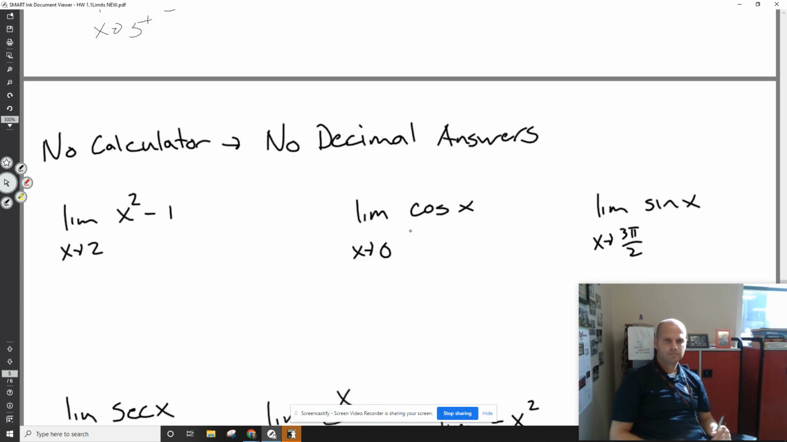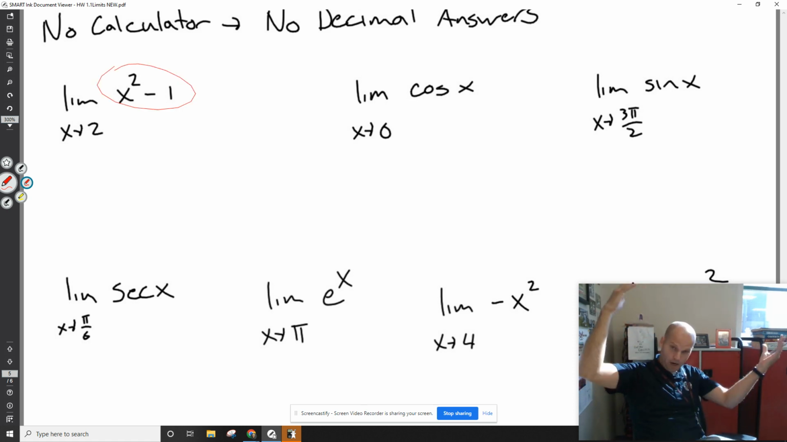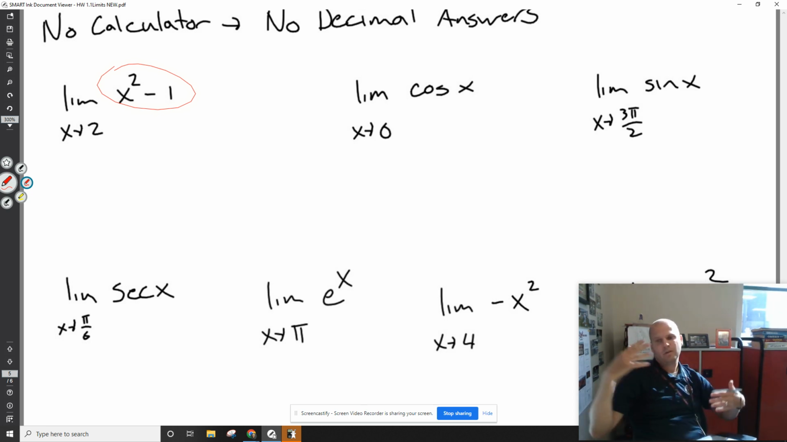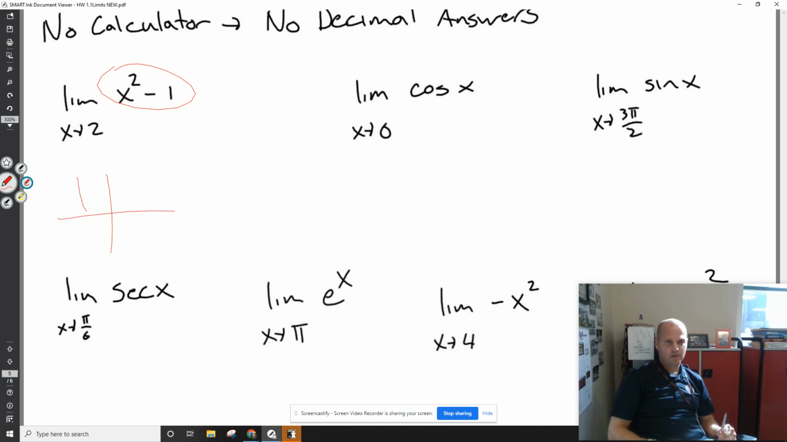Okay? Now, typically, functions like x squared minus 1, sines, cosines, they're nice. They're smooth. They're connected. There's no jumps. There's no holes. X squared minus 1 just looks like this. Do you need to know that? No. But you do know that there's not a 0 in the denominator, which will make things funny. We'll talk about that more next class. Zeros in the denominator are bad, okay?